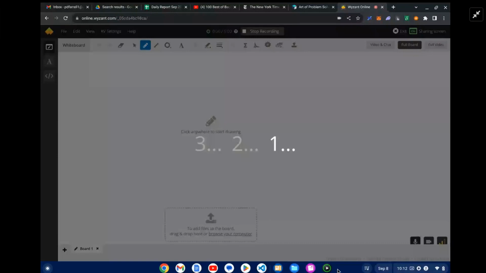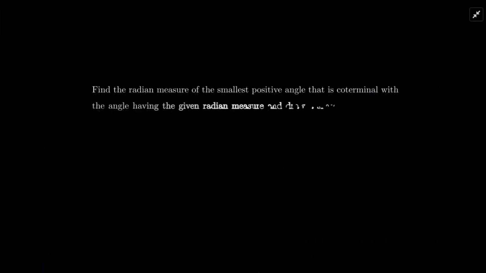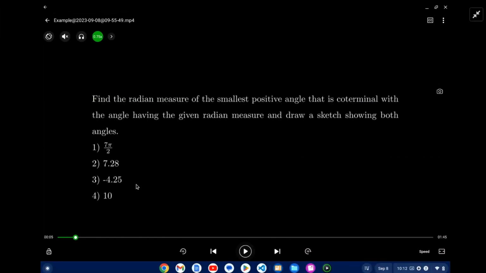All right, let's take a look at our problem. We're talking about coterminal angles. We want to find the smallest positive coterminal angles of these four different angles. Coterminal angles in general, there's an infinite number of them, but we're just going to look for this specific smallest positive.